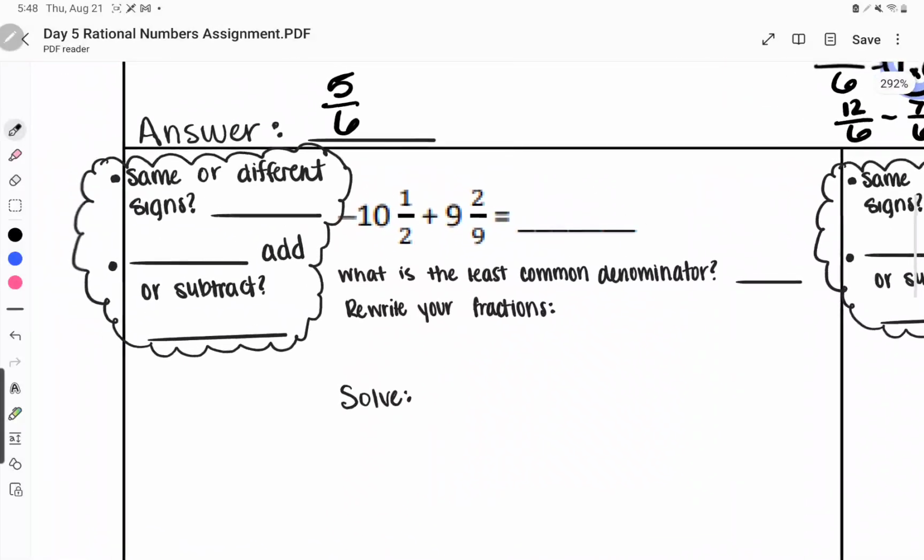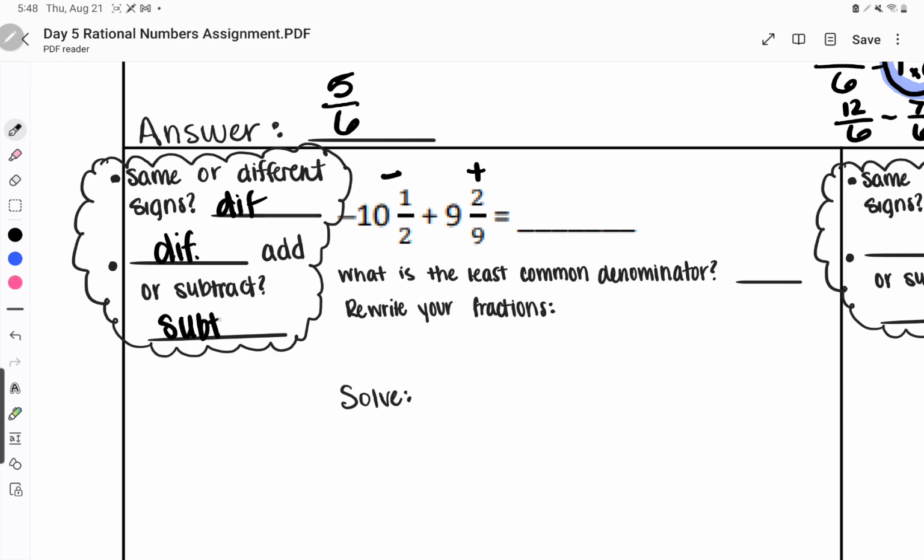Next question. So I have negative 10.5 plus 9 2/9. So the first thing I'm going to do is I'm going to say same signs or different signs. Well, this right here is positive. This one right here is positive or negative. This is negative. And then this over here is positive or negative. This is positive. So same signs or different signs. Different signs. Different signs, add or subtract.